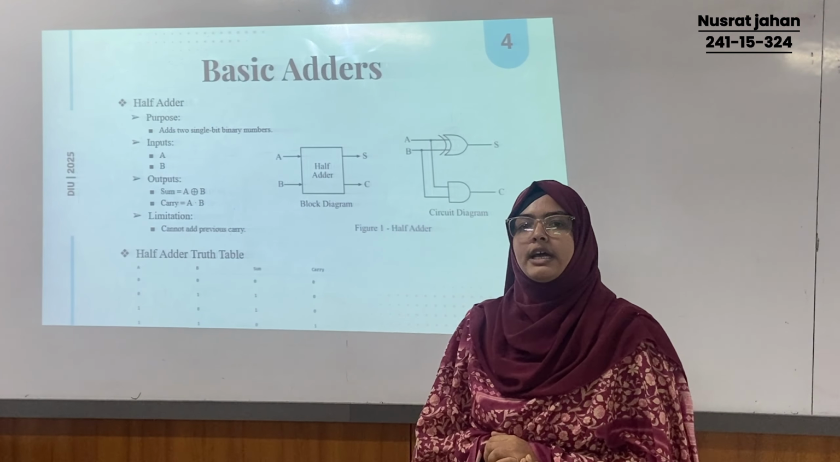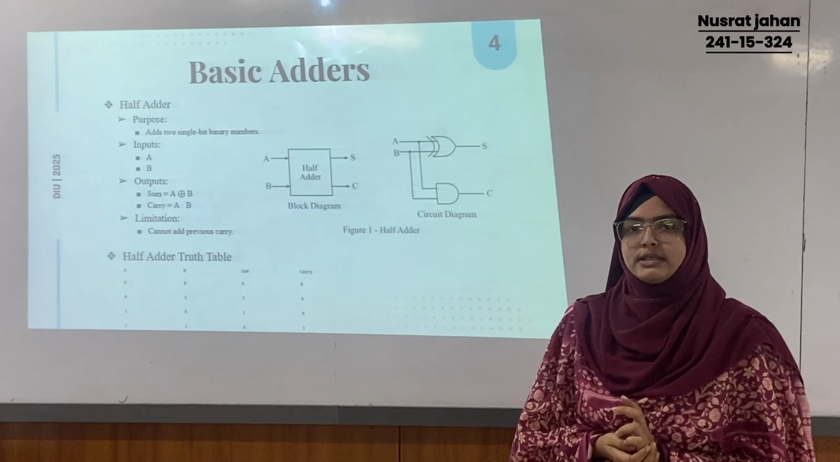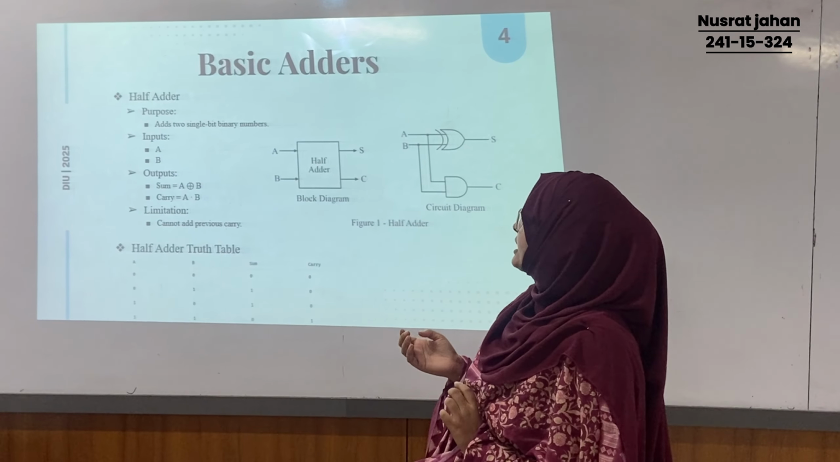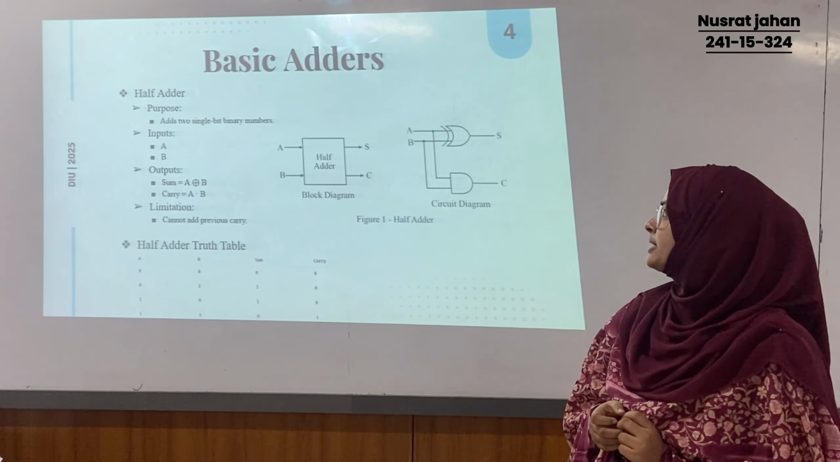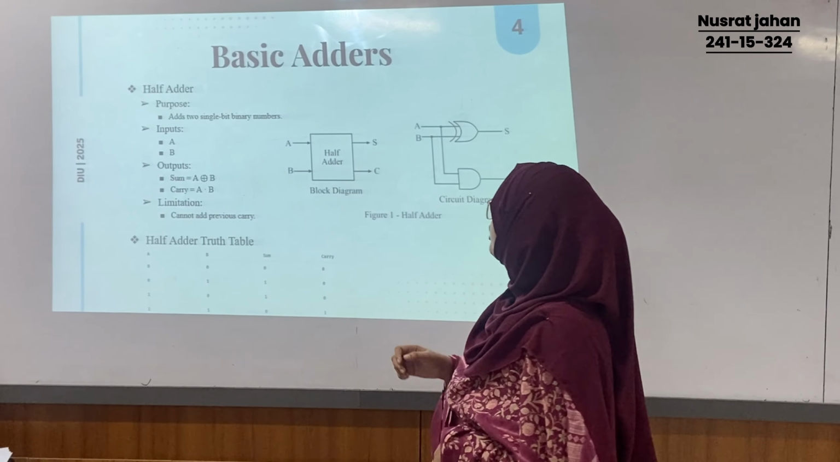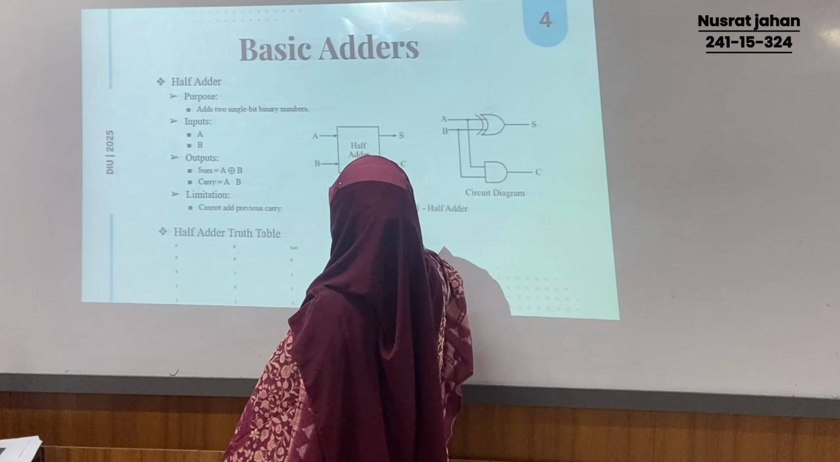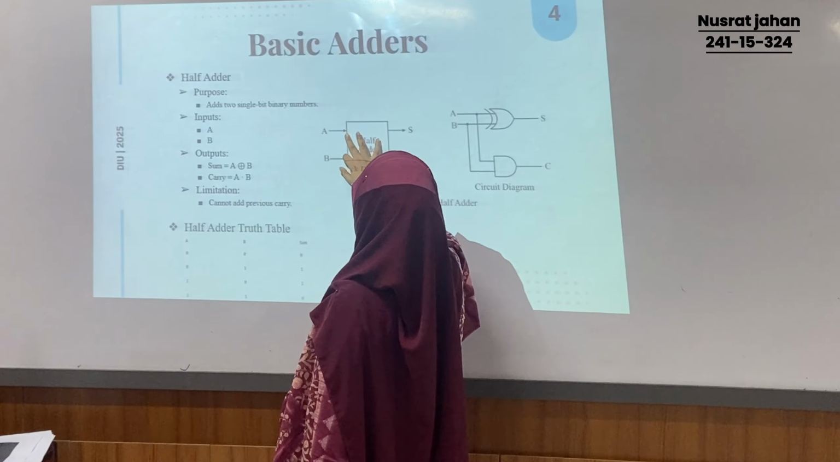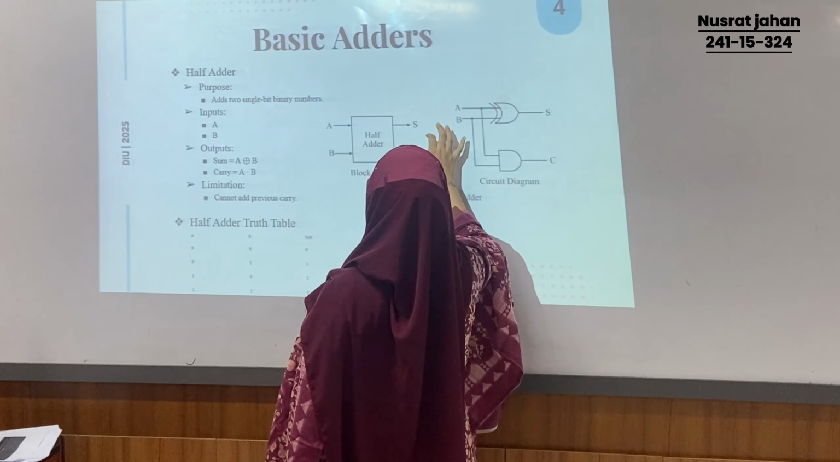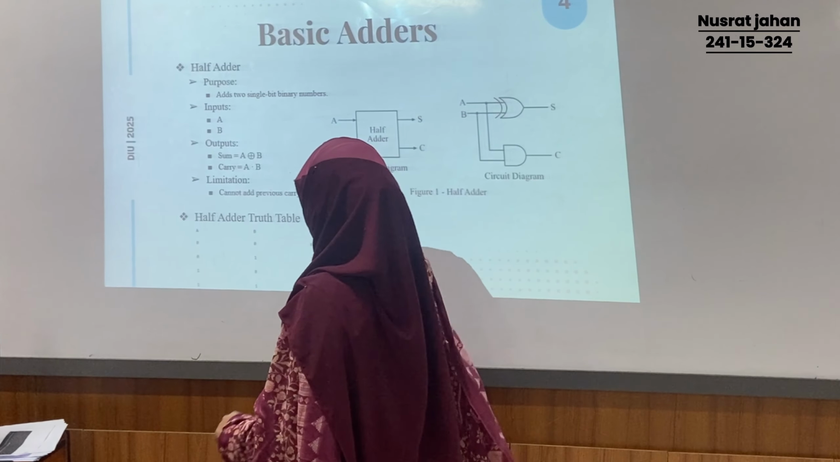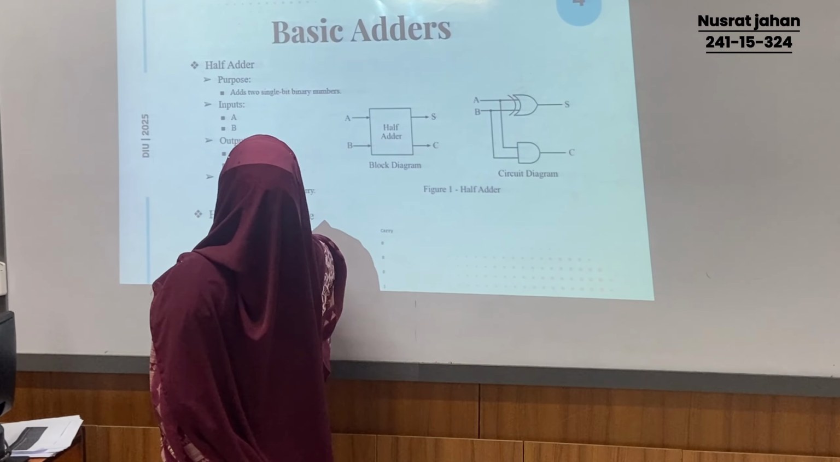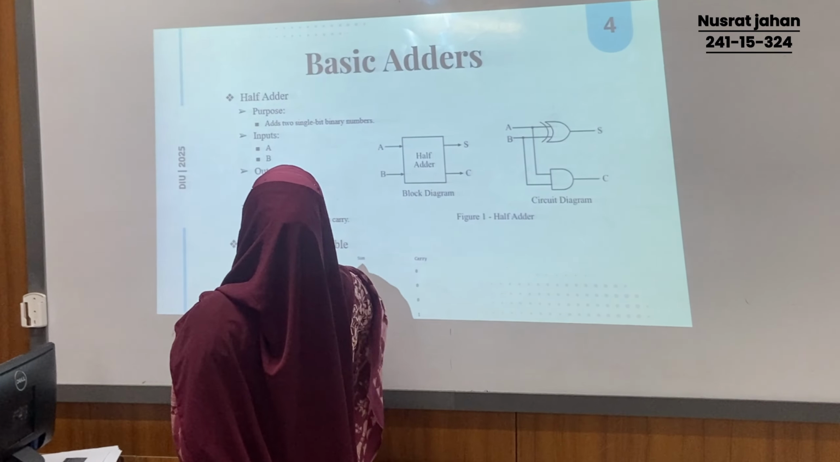My topic is the adder. An adder has two parts, half adder and full adder. Half adder means adding two single binary bits. It has two inputs and two outputs. Here is the block diagram. A and B are the half adder inputs, and sum and carry are the half adder outputs. Sum means A XOR B and carry means A AND B.